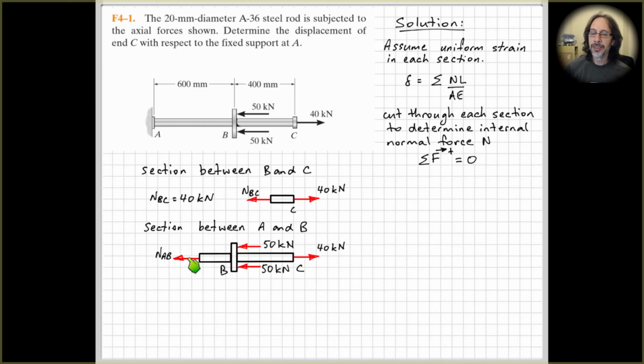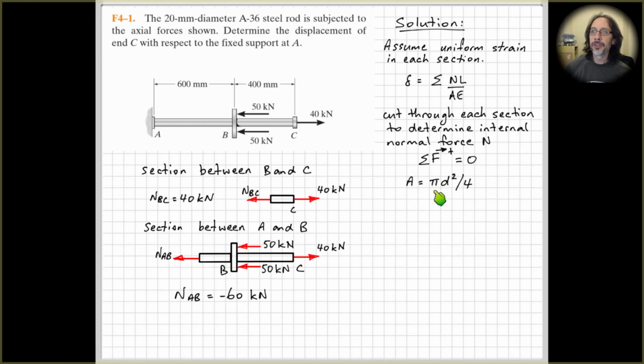So put the arrowhead, or the arrow, directed out of the surface, indicating tension. From the sum of the forces in the horizontal direction equals 0, using our equilibrium equation, we can easily see that NAB plus 100 minus 40 equals 0. If we rearrange that, NAB must be equal to minus 60 kilonewtons for this to be in equilibrium. Because we've got a negative sign here, that tells us that this section is in compression.